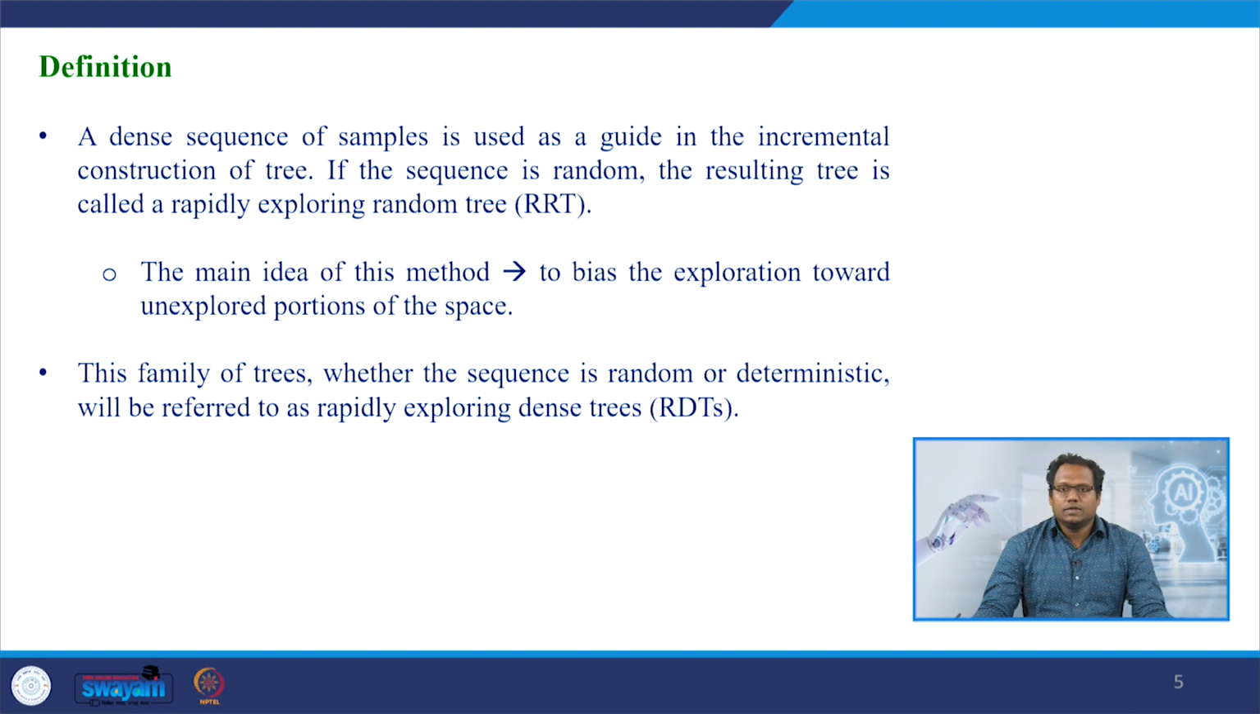If the sequence is random, the resulting tree is called a rapidly exploring random tree. The main idea in RRT is to bias the exploration toward unexplored portions of the space. This family of trees, whether the sequence is random or deterministic, will be referred to as rapidly exploring dense trees, RDT.